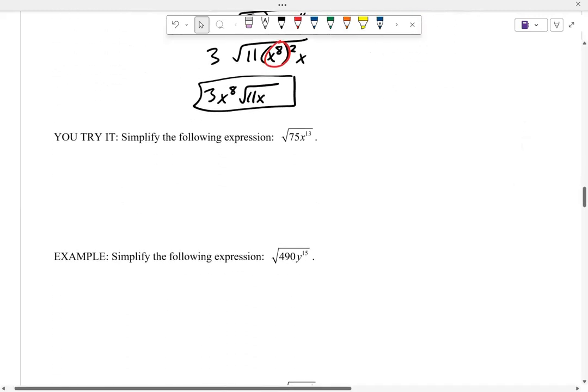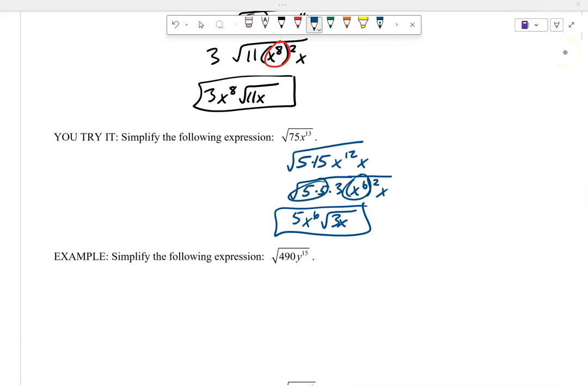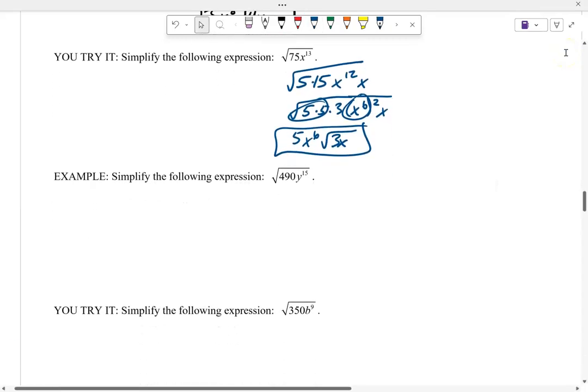Go ahead and try those next couple. Check your work on that. Square root of 75 x to the 13th. And then I'm looking at the 490 and I'm thinking to myself, well, 490, that's going to go into 10, right? 49 and 10.